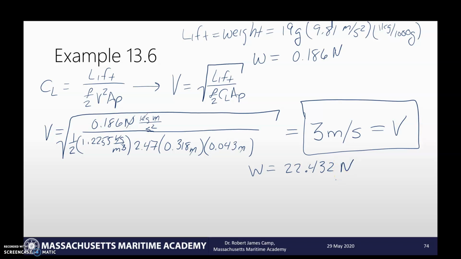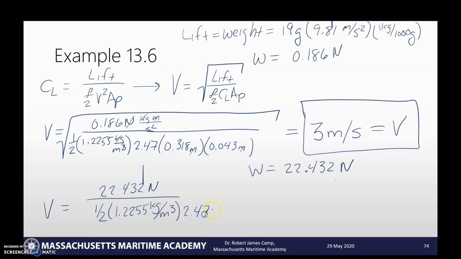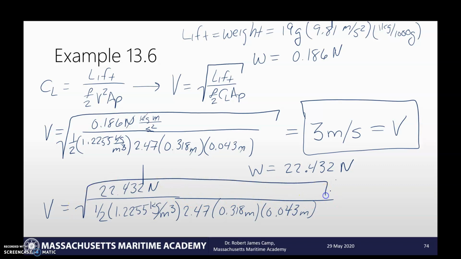And so now we just plug that back into our equation. It's going to be the same equation, so I'm not going to re-derive it. Just going to rewrite it here. None of the units have changed, so everything's going to remain the same. 2.47 is our coefficient of lift, and we need to put our planform area in there. And that's it. So we're going to take the square root of all this stuff.